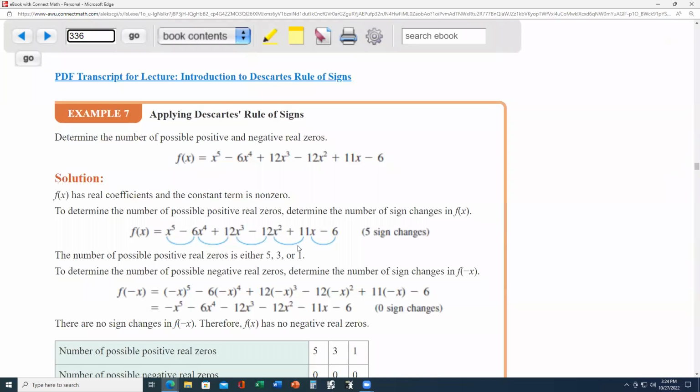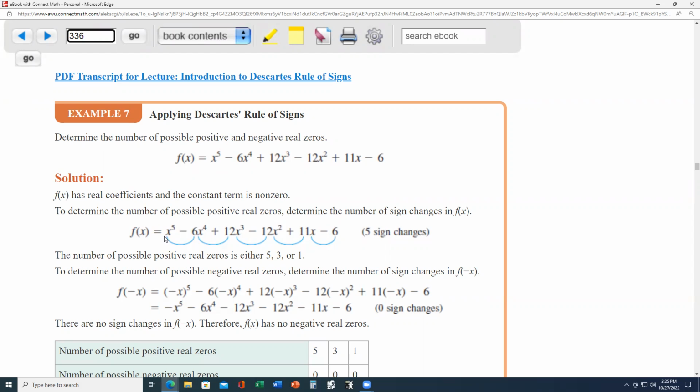All right, we're going to apply Descartes' rule of signs to help us identify what type of zeros this 5th degree polynomial will have in example 7. So here we have a 5th degree polynomial function that has 6 terms in it. Notice the coefficients are real number coefficients, and our constant term is non-zero here. Now, to determine the number of potential positive real zeros that f of x will have, we count the number of sign changes that we experience from term to term, left to right.